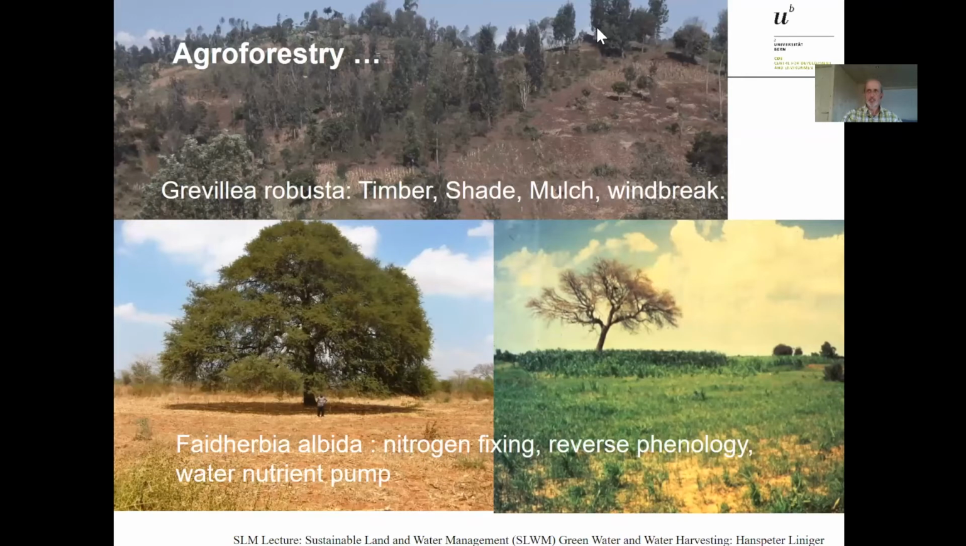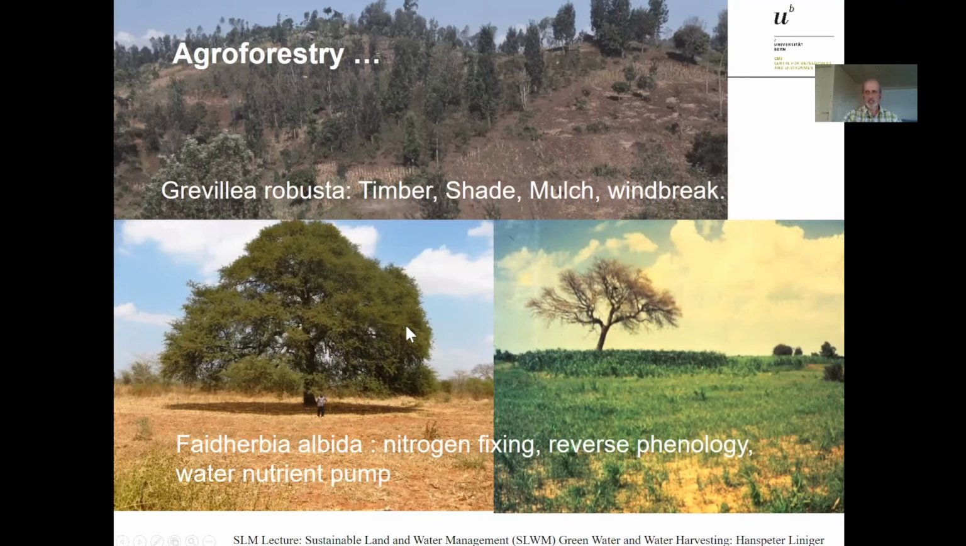Okay, agroforestry, you might hear of it, or I might have heard of it. Grevillea robusta in Eastern Africa, for instance, is a very nice example. It's a great tree for timber, shade, mulch, windbreak. It is not nitrogen fixing. It's coming from Australia, but it's very, very liked in Eastern Africa, all over the place, especially for shade, mulch, and windbreak, and also for timber.